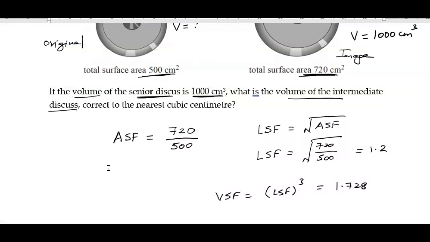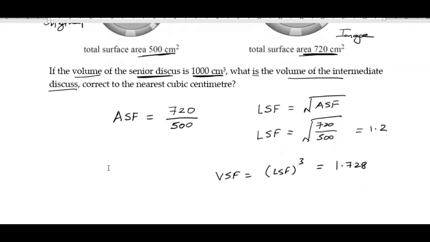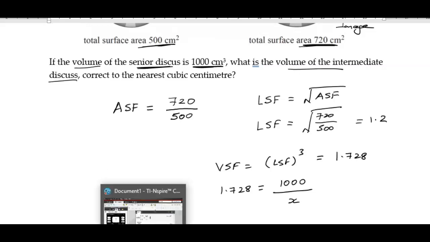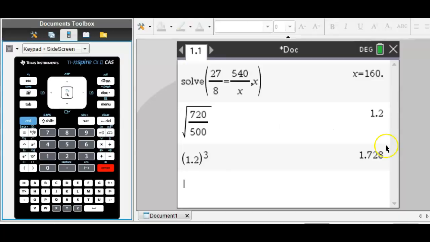So here I got 1.728. Now with the volume scale factor, which is given by the volume of the image divided by the volume of the original, 1.728 must be equal to the volume of the image, which is 1000, divided by the volume of the original. We don't know what that is, so I'm just going to call that x. Now again, I want to point out another rounding scenario. Let's imagine this was not a terminating decimal like we have in this scenario. So I'm going to go menu, algebra, solve. I'm going to use the answer from the previous step, which is my volume scale factor. That way, if you use the answer from the previous step, you're avoiding any rounding errors.